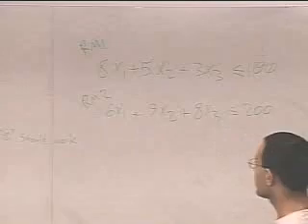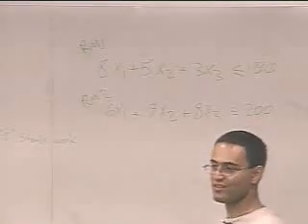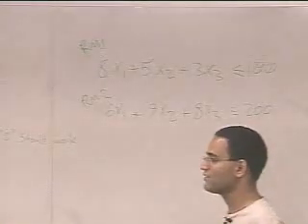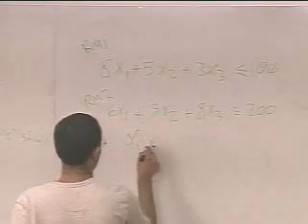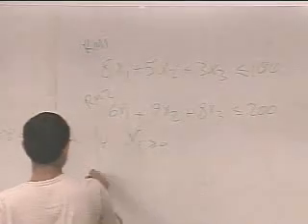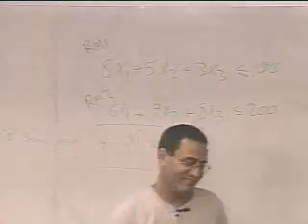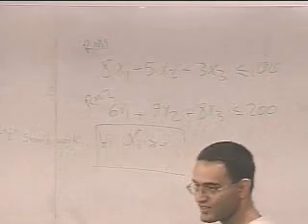Now, any other constraint? Yes or no? Yes, the xi's are non-negative. This is important. I just put it here so that you don't forget. Any other constraint?